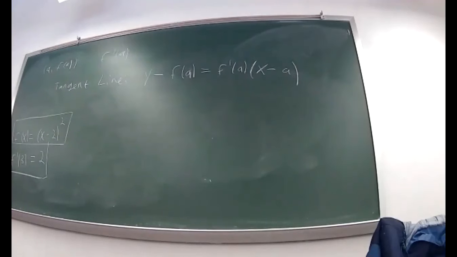So this is the formula for the tangent line to the function f of x at the point x equals a. And that's something that you will need to be able to calculate.